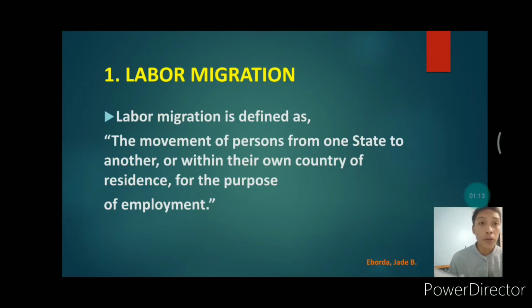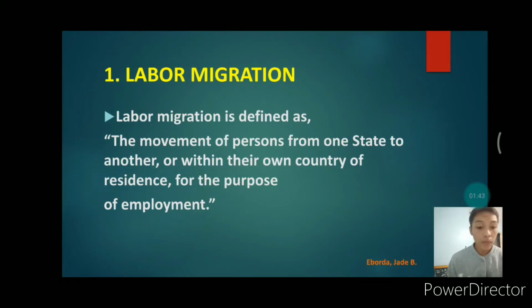First is labor migration. Labor migration is defined as the movement of persons from one state to another or within their own country of residence for the purpose of employment. There were an estimated 164 million migrant workers globally in 2017, making up 59% of the world international migration population.